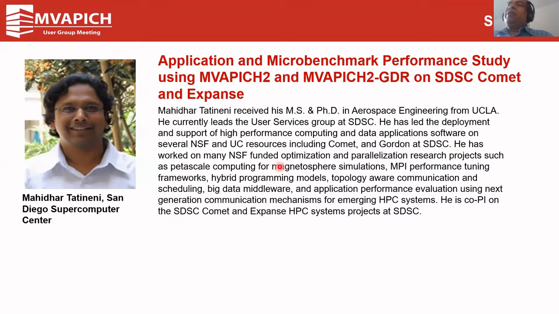He has worked also on many NSF-funded optimization and parallelization research projects, such as petascale computing for magnetosphere simulations, MPI performance tuning frameworks, hybrid programming models, topology-aware communication scheduling, big data middleware, and application performance evaluation using next-generation communication mechanisms for emerging HPC systems. He's a co-PI on the SDSC Comet and also on the Expanse HPC system projects at SDSC. Professor Mike Norman also introduced this Expanse system today morning. So Mahidar will be talking about application and microbenchmark performance study using MVAPICH2 and MVAPICH2-GDR on SDSC Comet and Expanse.